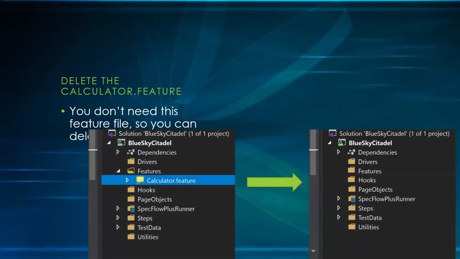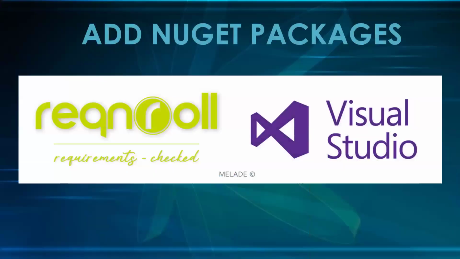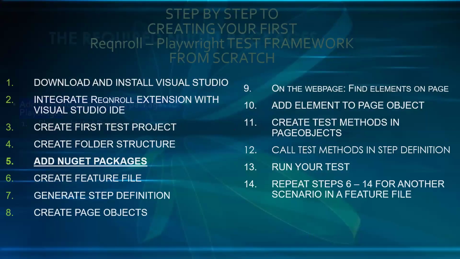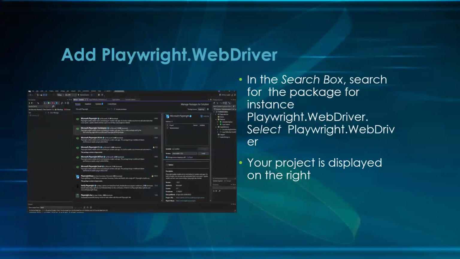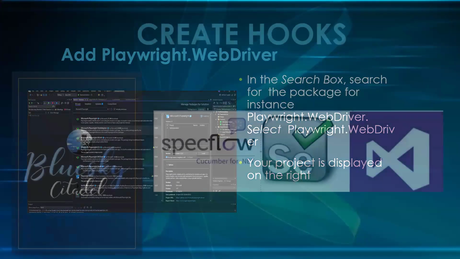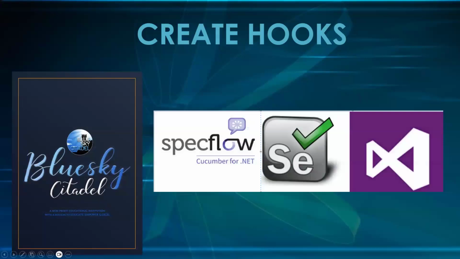Now the next step, since we are not creating the calculator, we are creating a web application that we want to test. So we need to delete the calculator folder and the calculator feature file. The next step now is to add our NuGet package. The NuGet package that we need to add is Playwright. Once you've done that, we would go through that.